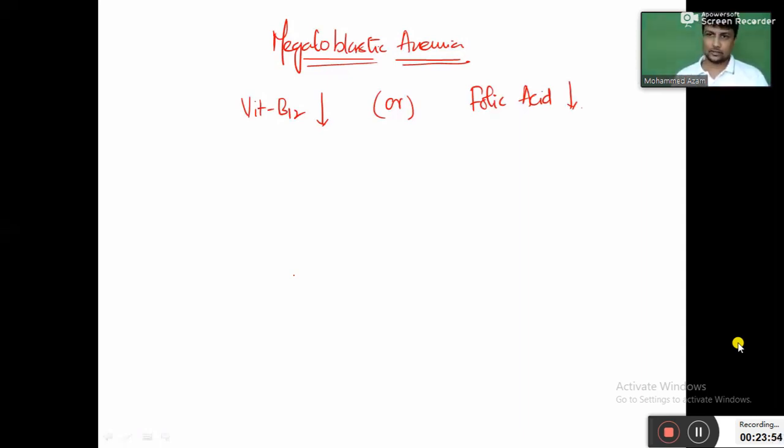After confirming, now starts the problem. Why? What is the problem now? After confirming that I'm having megaloblastic anemia, the next challenge in front of you is to identify whether this megaloblastic anemia in my body is due to vitamin B12 deficiency or folic acid deficiency. This we call differential diagnosis. You have diagnosed the disease as megaloblastic anemia.